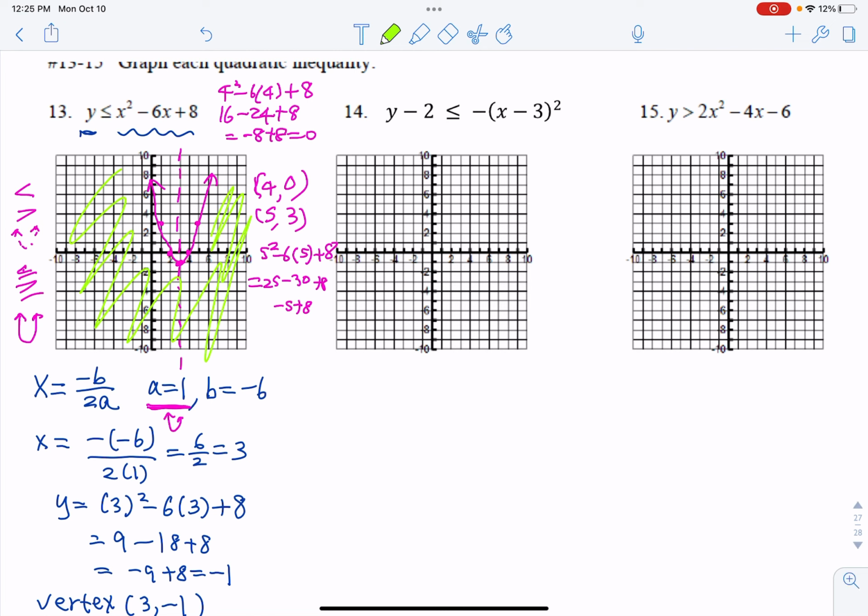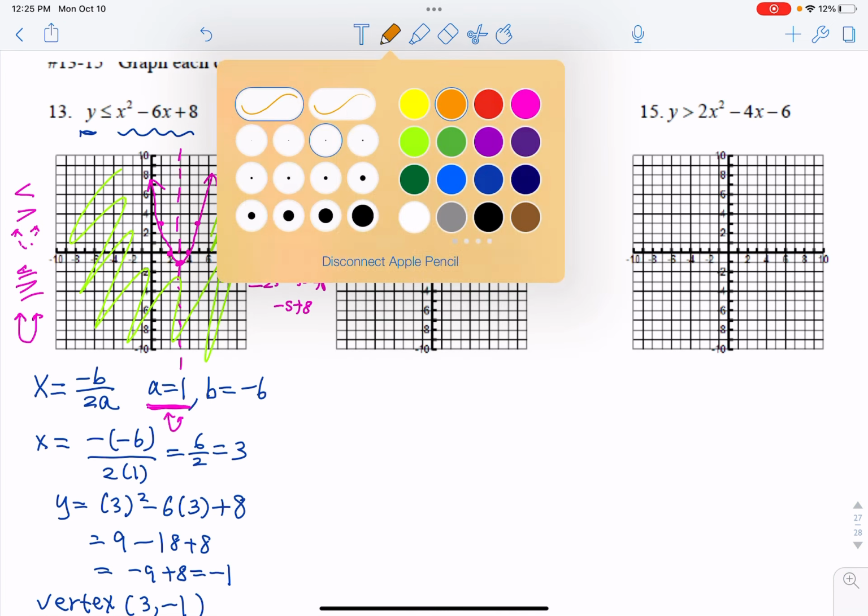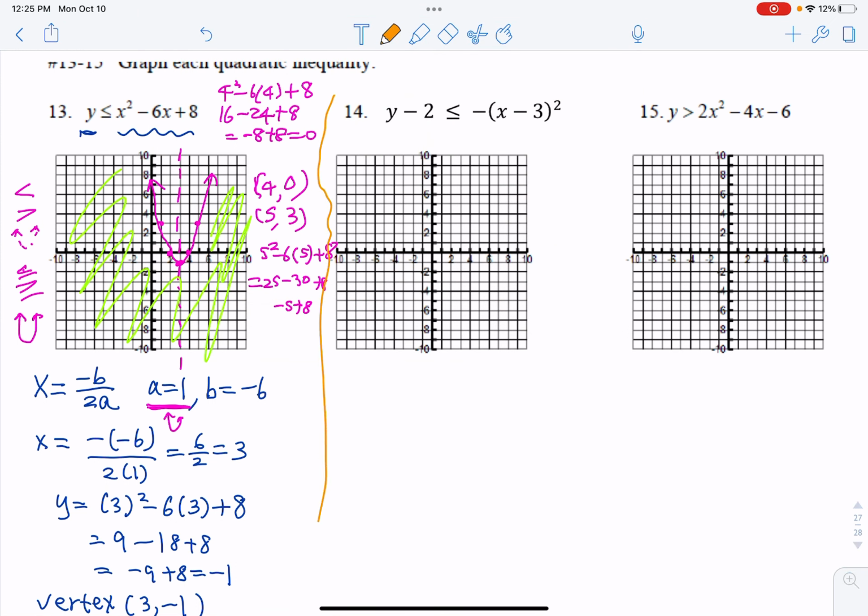And then you're going to do the next problem here. If I rewrite, you always have to have a y on one side, so you add a 2 on both sides. So y is less than or equal to negative x minus 3 squared plus 2. This one is already in vertex form, so we can find the vertex at 3, 2, and then you see a value, a equal to negative 1, which is less than 0. We can conclude the graph should open downward.